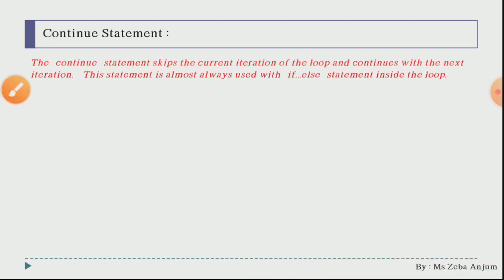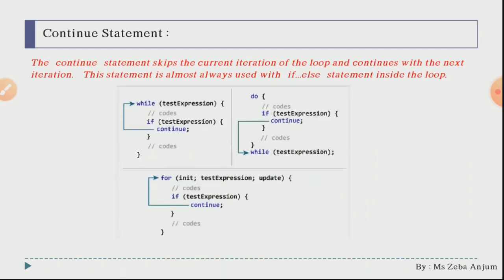Okay, now see, we are having a definition. The continue statement skips the current iteration of the loop and continues with the next iteration. This statement is almost always used with an if-else statement inside the loop. Again the same thing, we are going to use an if construct for using the continue statement as well. Now like in break, we are having some continue statement examples also.